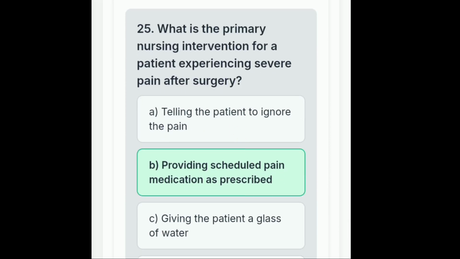25. What is the primary nursing intervention for a patient experiencing severe pain after surgery? Option A, telling the patient to ignore the pain. Option B, providing scheduled pain medication as prescribed. Option C, giving the patient a glass of water. Option D, encourage the patient to be in a noisy.